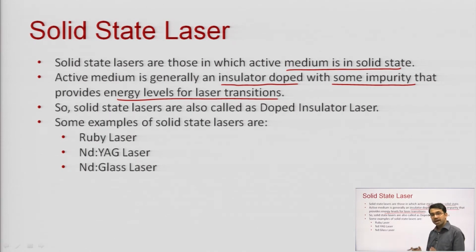So, basically there is a crystal of an insulator, and an active material is added as impurity inside that insulator crystal, and that active material provides states for lasing action. So, we have to discuss these 3 lasers: ruby laser, Nd-YAG laser and Nd-glass laser.